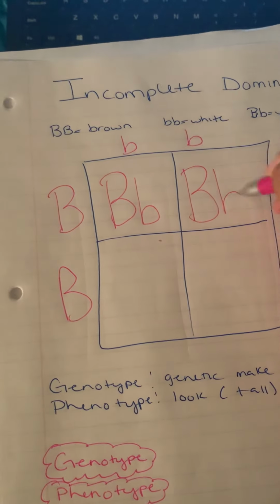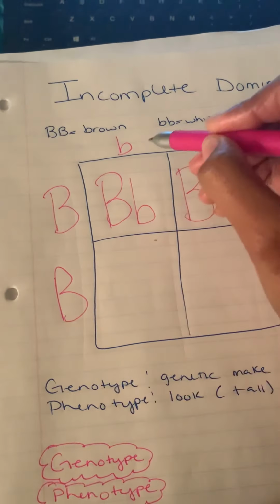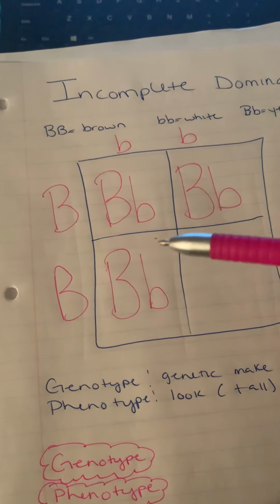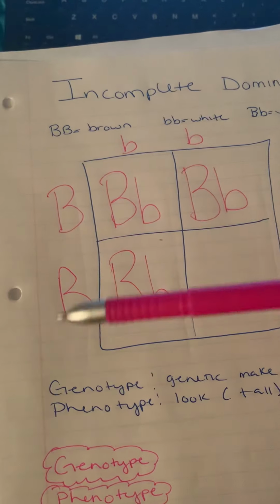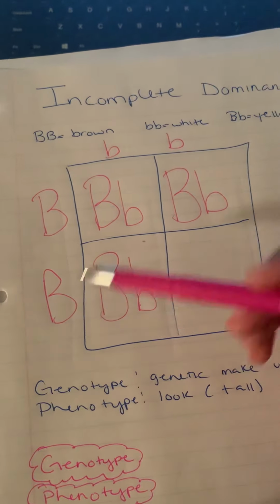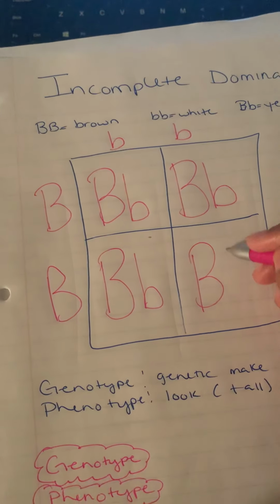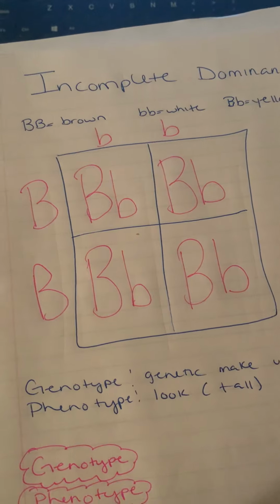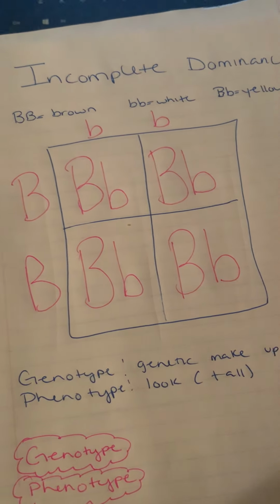Dominant B, recessive B. I prefer you to say dominant and recessive versus big B, little b. So dominant B, recessive B, right? So right away we have our offspring.